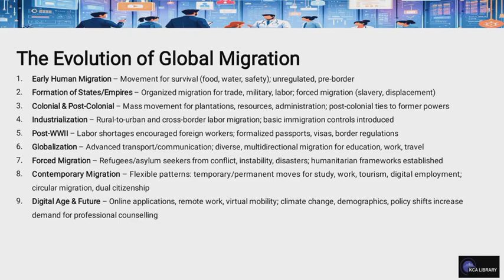It then moved to the colonial and post-colonial era, which is characterized by mass movement for plantation, resources, and administration, and for the post-colonial ties to former powers. And then it moves to the industrialization era, which is characterized by rural to urban and cross-border labor migration. This is where basic immigration controls were introduced.